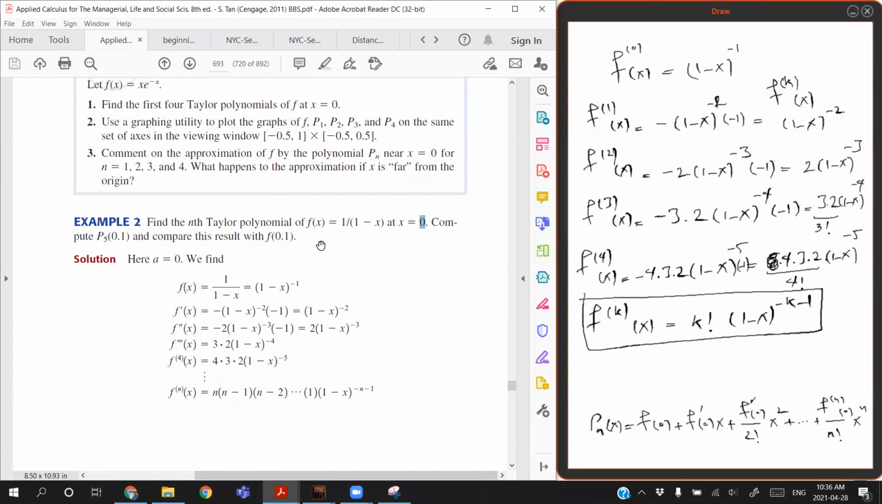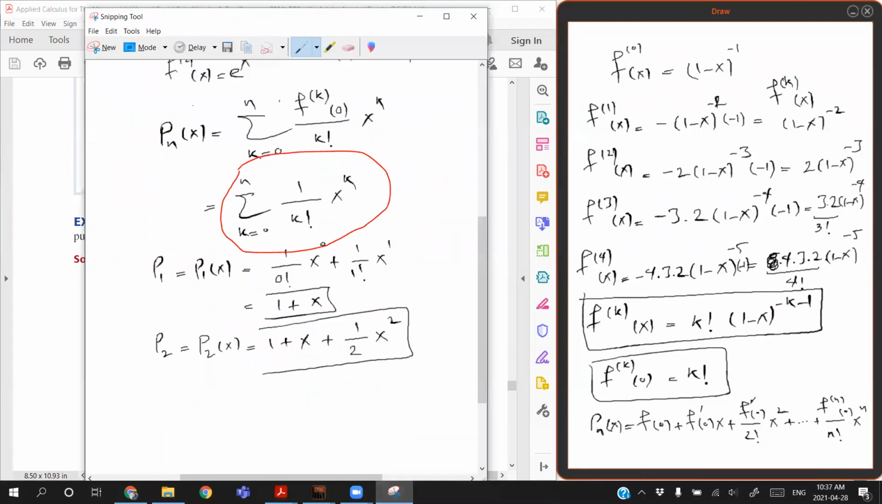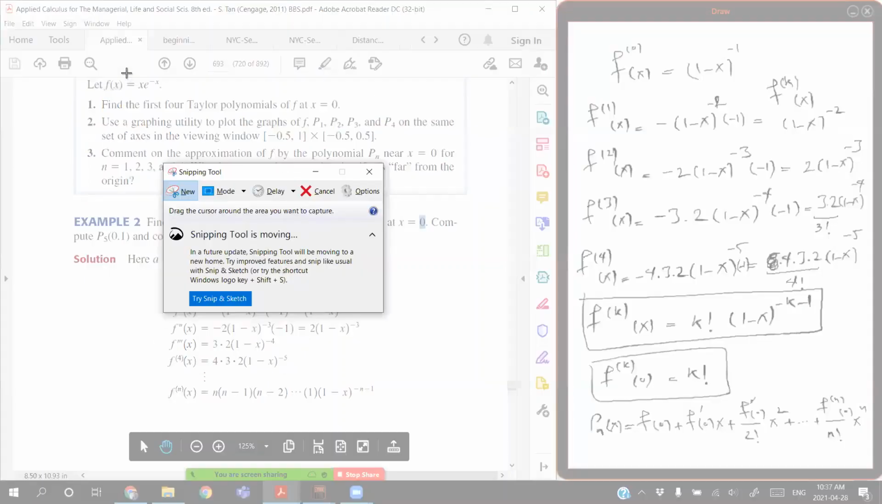At this point, if I plug in 0 into this to figure out what f^(k)(0) is, I'm going to get 1 to whatever power. 1 to whatever power is going to be 1. So I simply get k factorial. Is that clear? Okay. So now let's just put that in the formula.